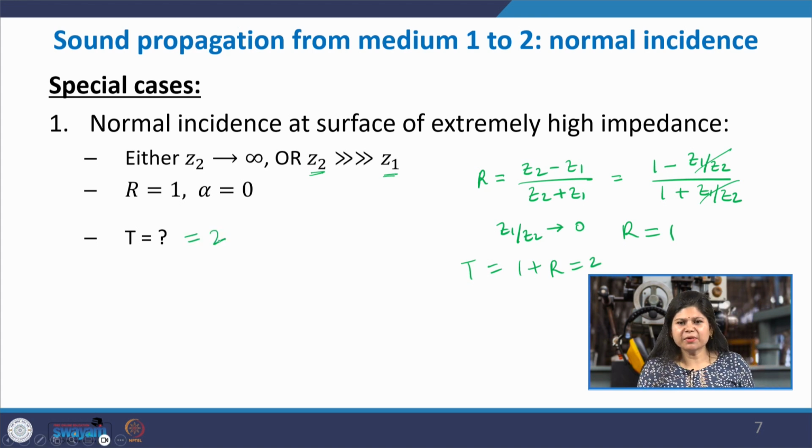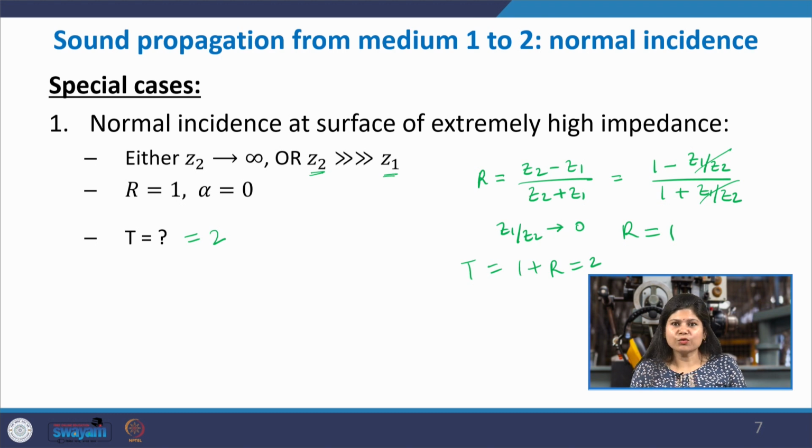Now, it seems quite counterintuitive that the sound wave is incident on a very hard or high impedance surface, and the same amplitude pressure wave is reflected back. At the same time, intuitively we would think that whatever sound is incident is getting reflected back, so there should not be any transmission. But that is not the case. The amplitude of the pressure of the transmitted wave is almost twice that of the incident wave. So it is doubling in magnitude, very peculiar.